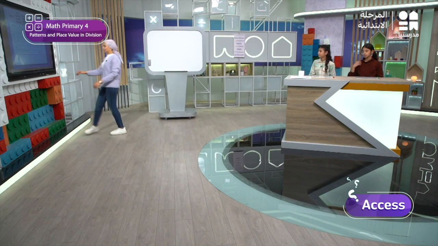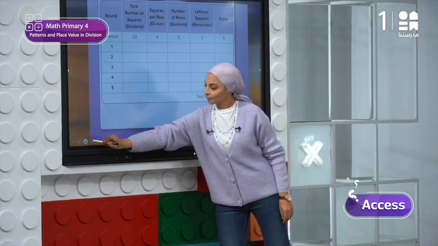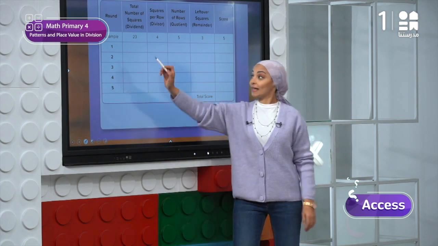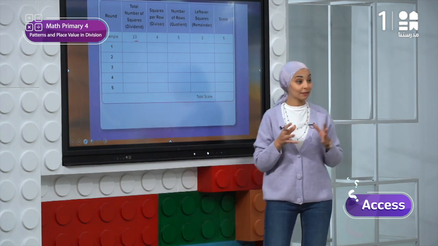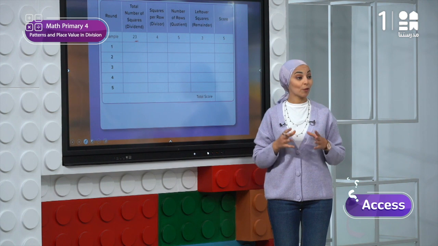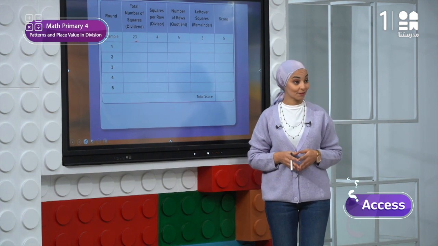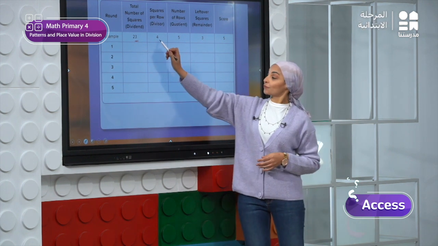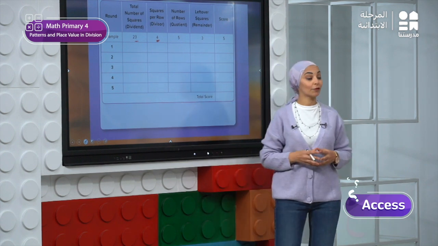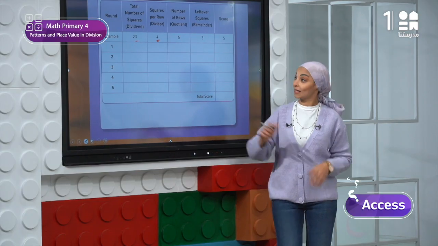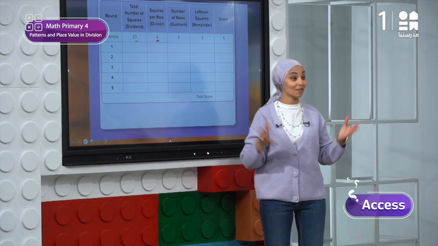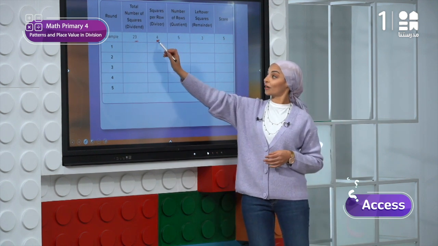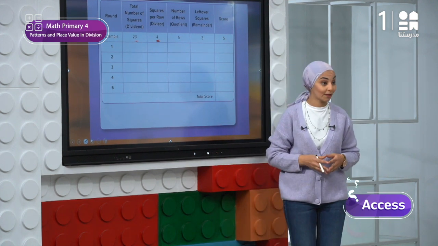Now as you see here, let's say 23 is the number I got on my card. 23 is called the dividend. What is the 4? Let's say when I roll the dice, I get number 4, and this is the divisor. So the dividend is 23, which is the biggest number, and the divisor is number 4, which is the number I got when I roll the dice.